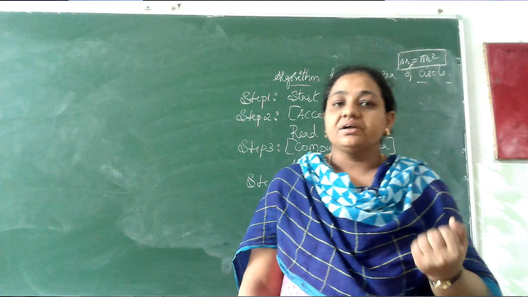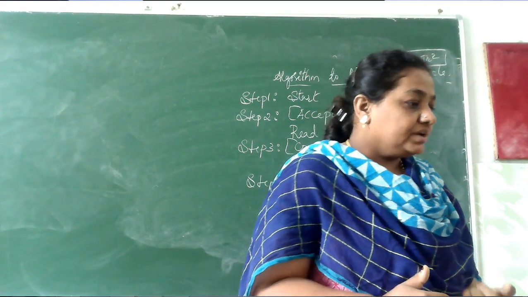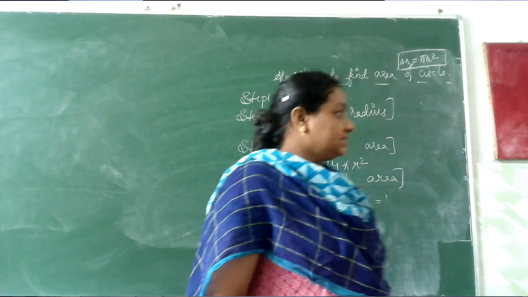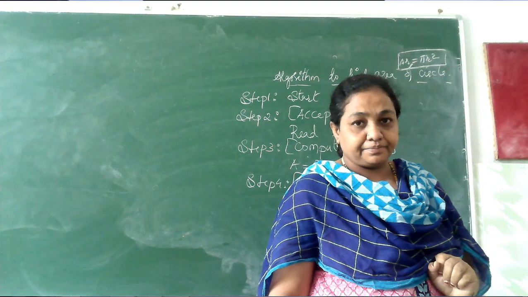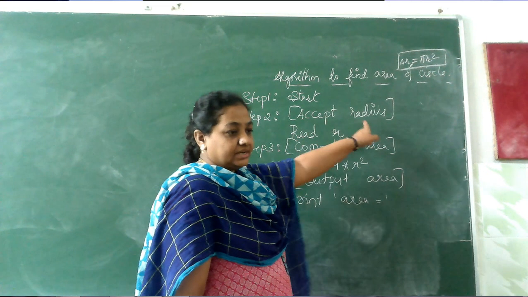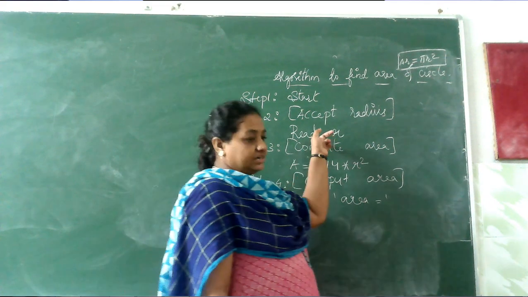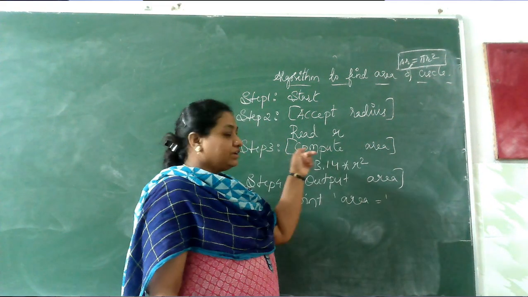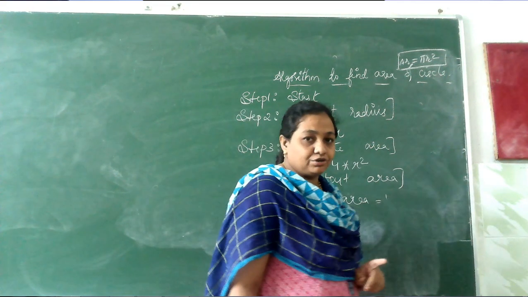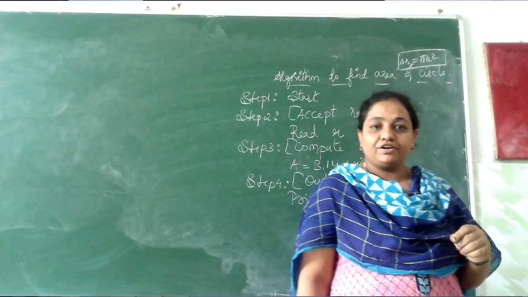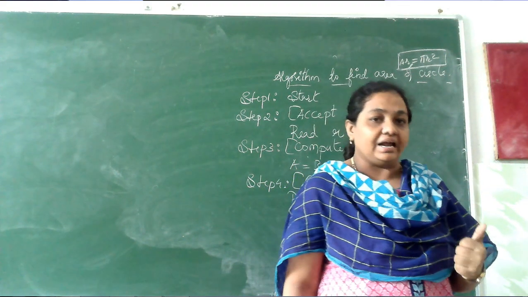Last class we saw how we can accept the radius, and then we can calculate the area. The area of a circle is equal to pi r square. Pi is the constant value 3.14 and r is the radius. So first we will start the process and then we will accept the radius. Let us assume radius as r.